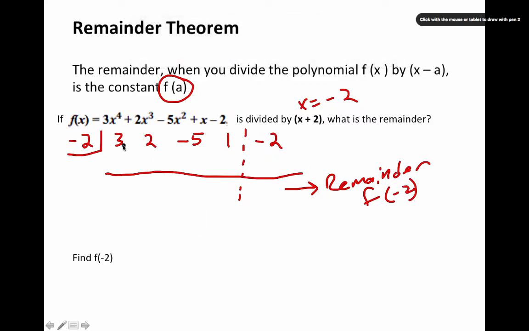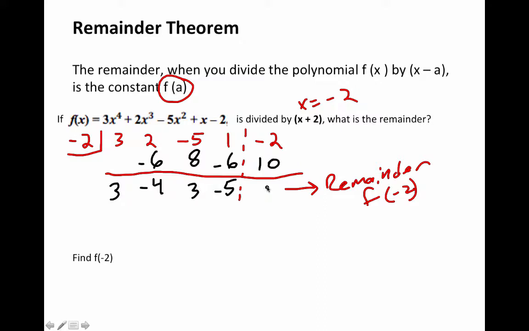So you got to remember how to synthetically divide. Drop the 3, multiply, add, multiply, add, multiply, add, multiply, add. Now that means that the remainder is the same as f of -2.